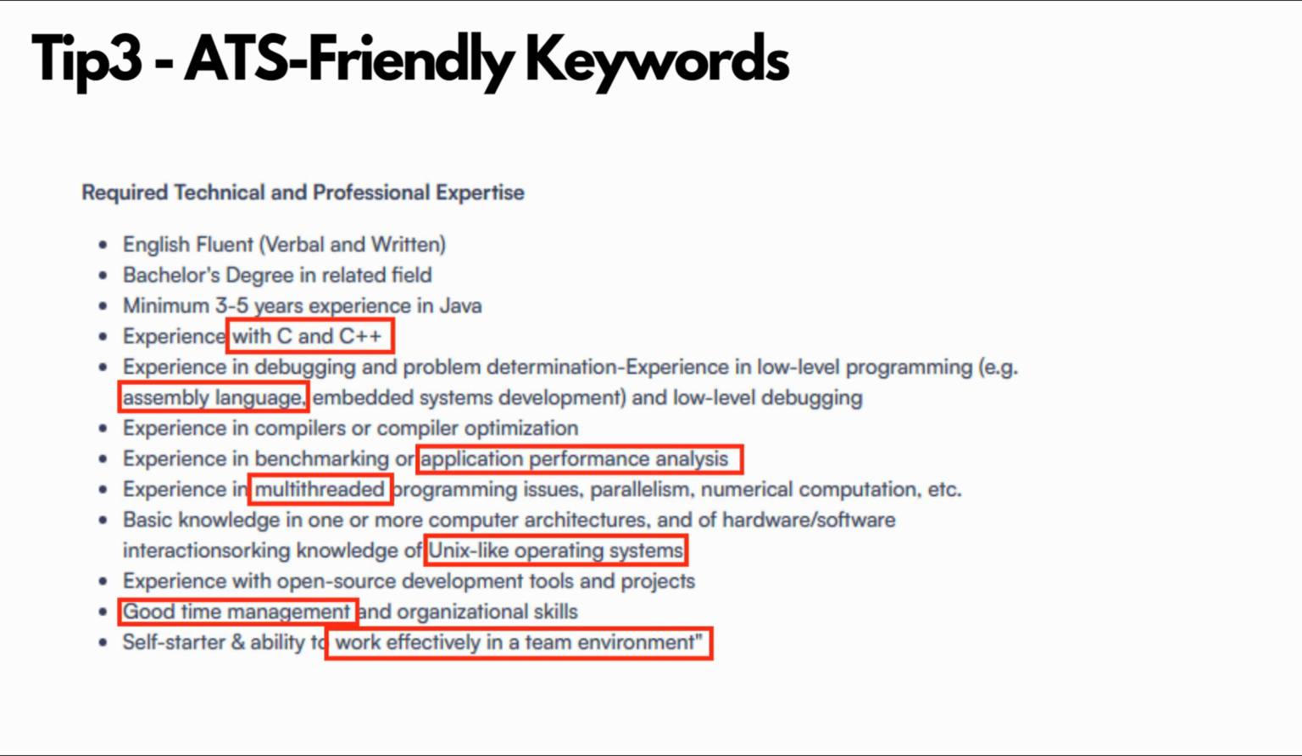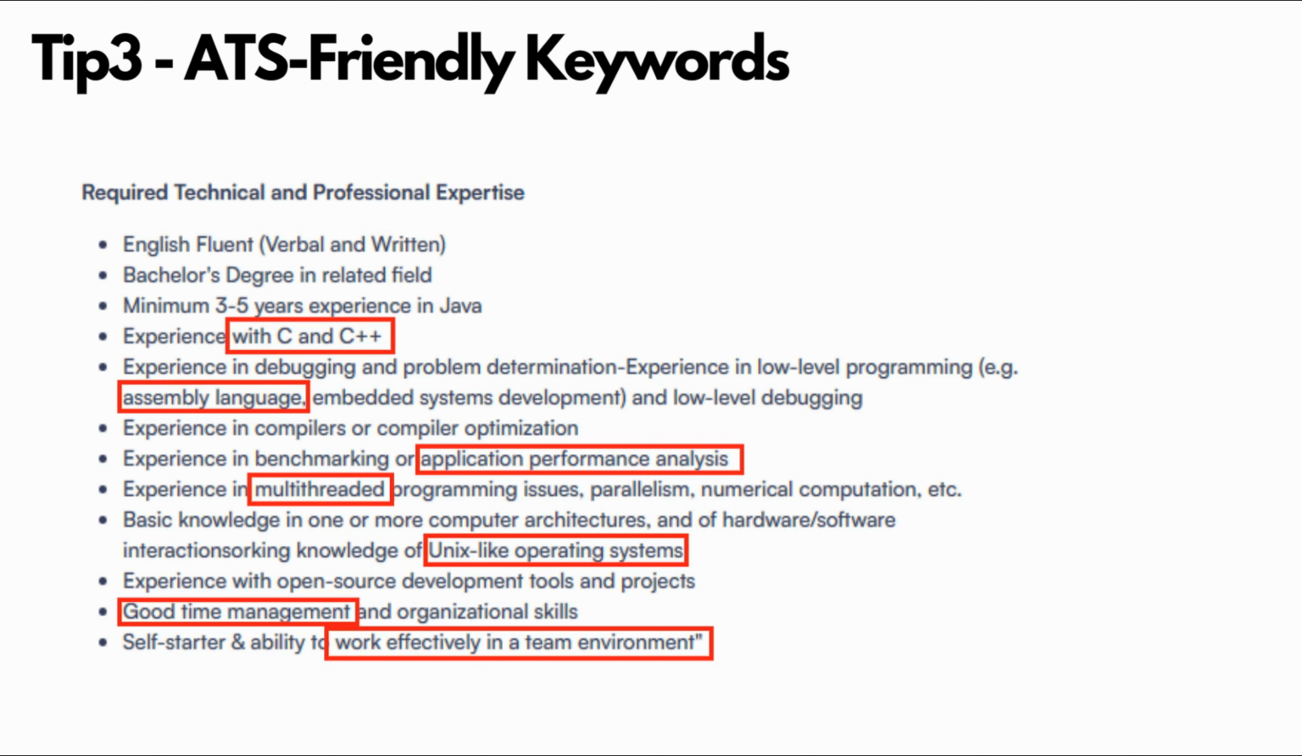For example, here I have taken one job description, and I have marked the required details they are asking for in a candidate. What are the red marks that I have made? Those are the skills that they are asking for in a resume. Like experience with C or C++, then they want a low-level language, assembly language, then application performance analysis, then multi-threading, then a Unix-like operating system, and these are the technical skills. Then they want soft skills like time management skills, and team environment or team collaboration skills.